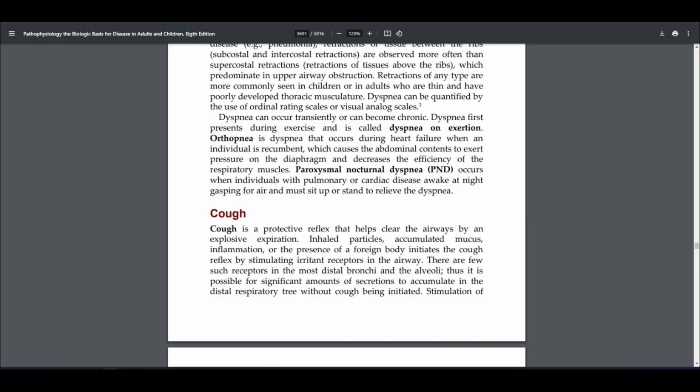Dyspnea can occur transiently or can become chronic. Dyspnea first presents during exercise and is called dyspnea on exertion. Orthopnea is dyspnea that occurs during heart failure when an individual is recumbent, which causes the abdominal contents to exert pressure on the diaphragm and decreases the efficiency of the respiratory muscles. Paroxysmal nocturnal dyspnea occurs when individuals with pulmonary or cardiac disease awake at night, gasping for air, and must sit up or stand to relieve the dyspnea.